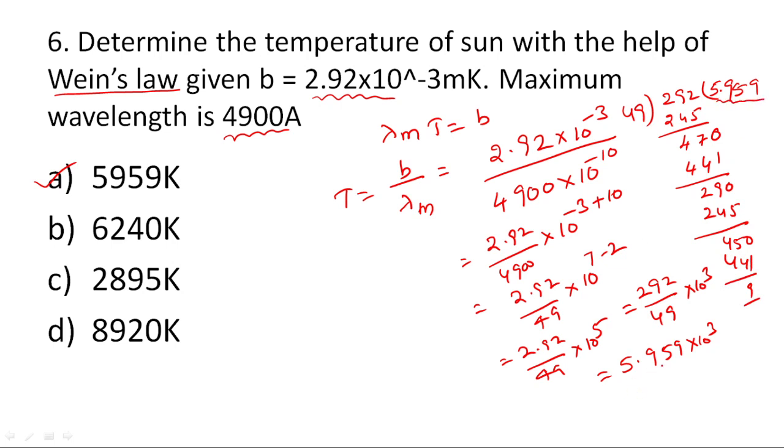So we have 5.959 into 10 cube, that means 5959 Kelvin. So the answer is 5959 Kelvin, which is in and around 6,000 Kelvin. When you look at this problem, we can easily tick that option. But here the problem is another option, 6240, so we have to calculate this. So option A is the correct answer for this problem.